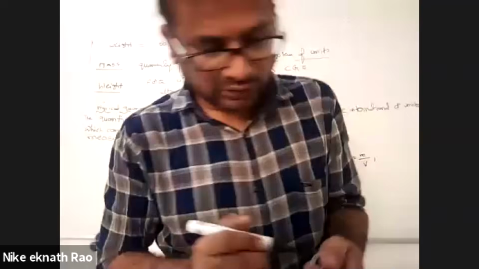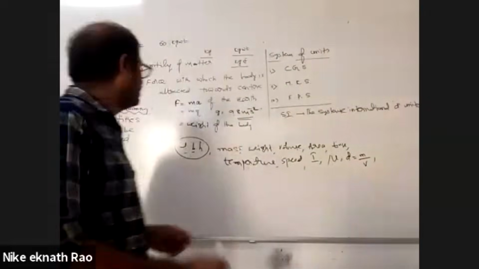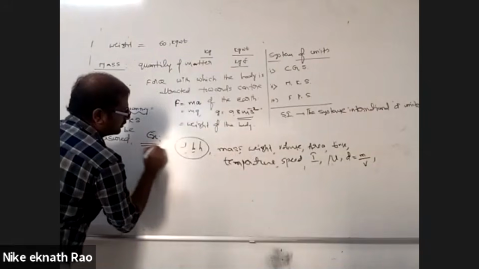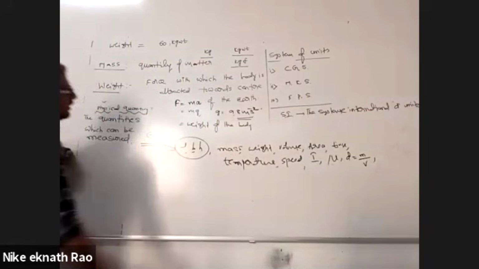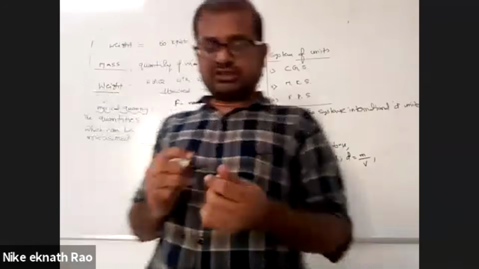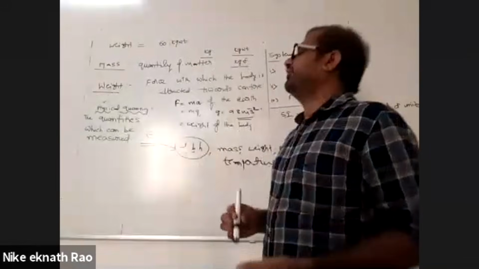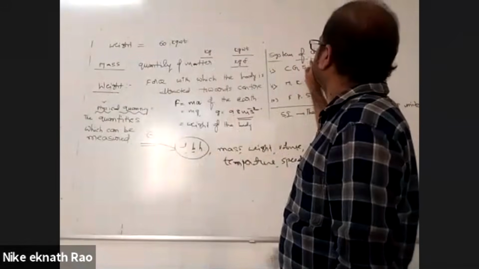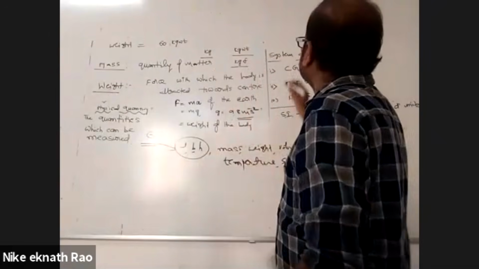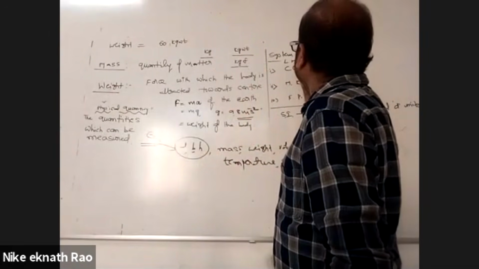So all those quantities which can be measured are called physical quantities. Then what? Examples of physical quantities: a definition and then the examples. Now, after this, in the standard way, as I was saying, system of units. So we are taking three quantities here: length, mass, and time.